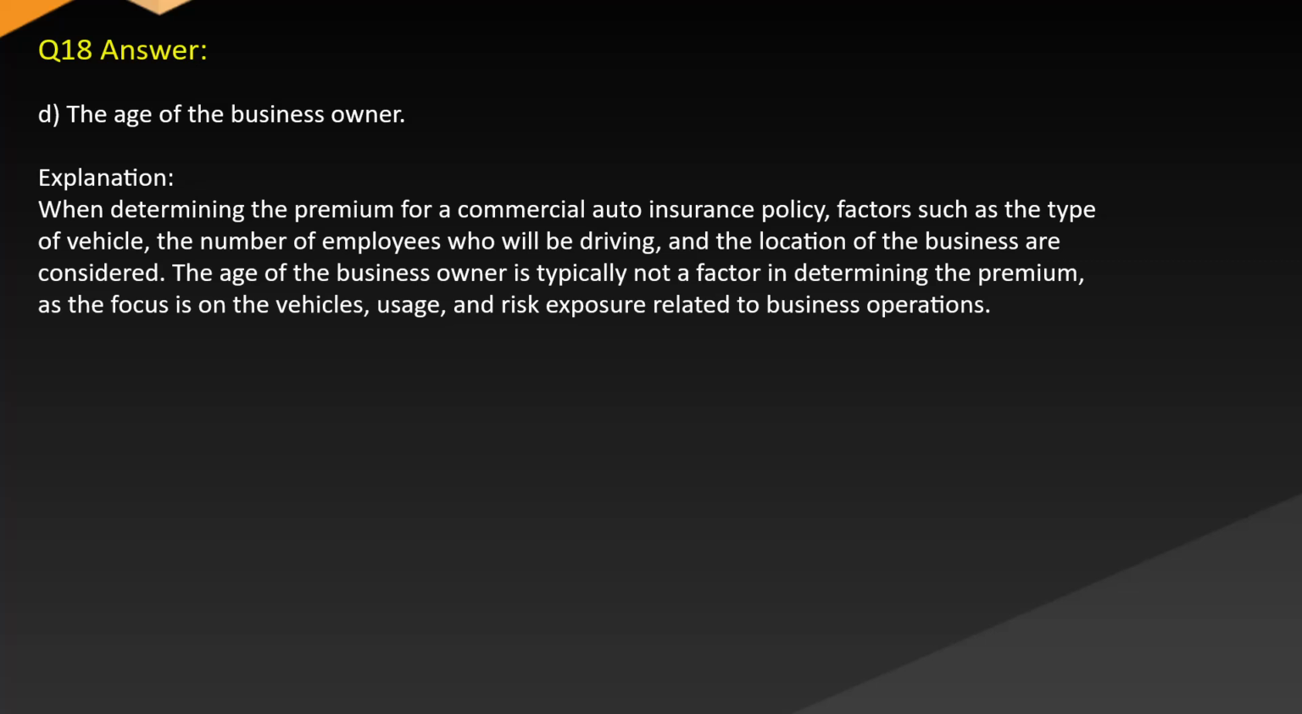Answer: D. The age of the business owner. Explanation: When determining the premium for a commercial auto insurance policy, factors such as the type of vehicle, the number of employees who will be driving, and the location of the business are considered. The age of the business owner is typically not a factor in determining the premium, as the focus is on the vehicle's usage and risk exposure related to business operations.